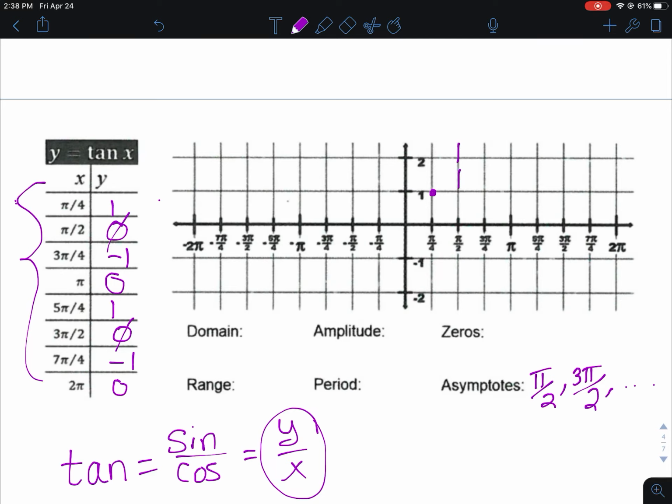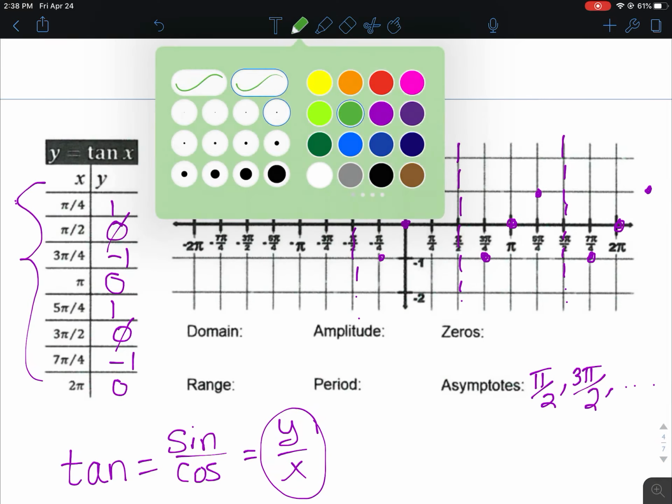Pi over 2, we have an asymptote. 3 pi over 4, I have negative 1. Pi, 0. And 5 pi over 4, I have 1. 3 pi over 2, I have an asymptote. And 7 pi over 4, I have negative 1. 2 pi, 0. If we went one more, it would be positive 1. Similarly, I'll backtrack a little bit here so you can see what would happen.